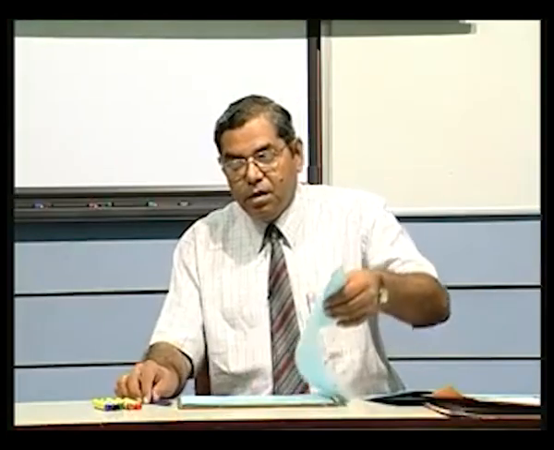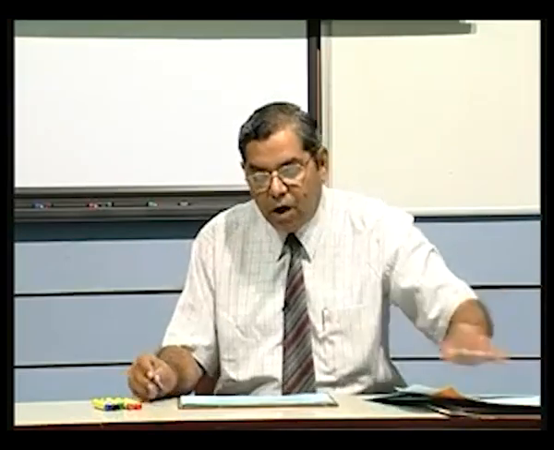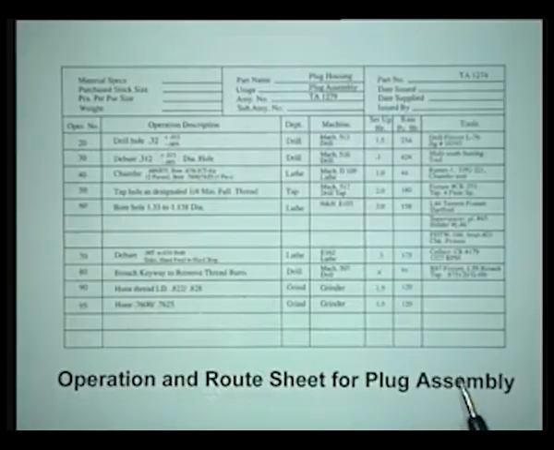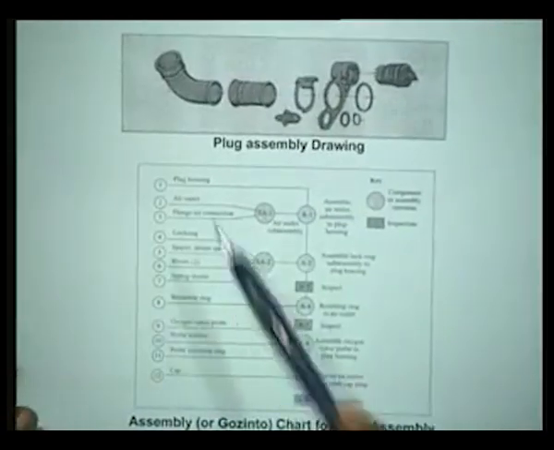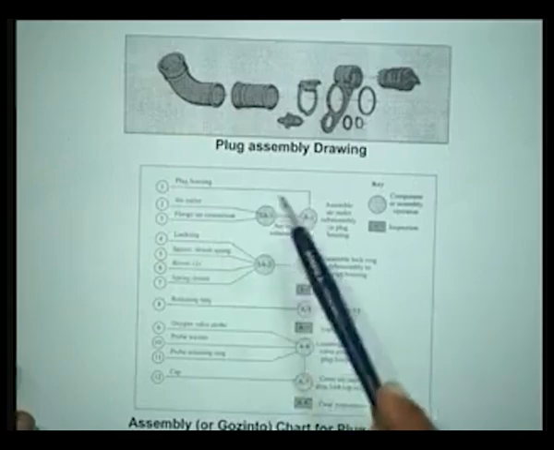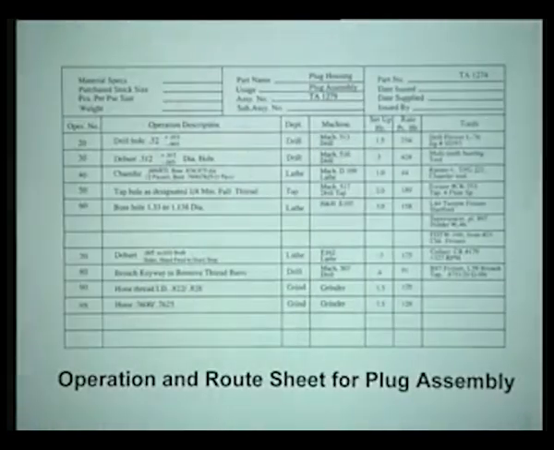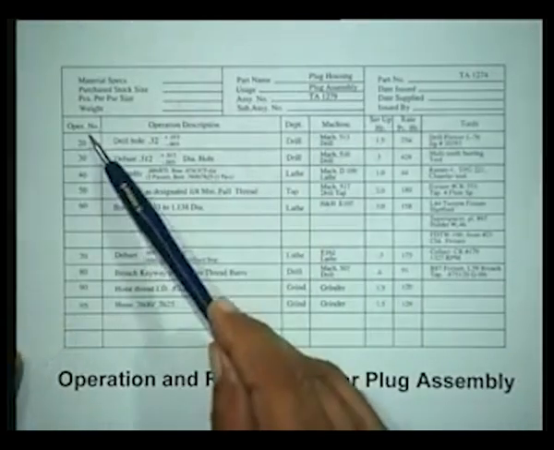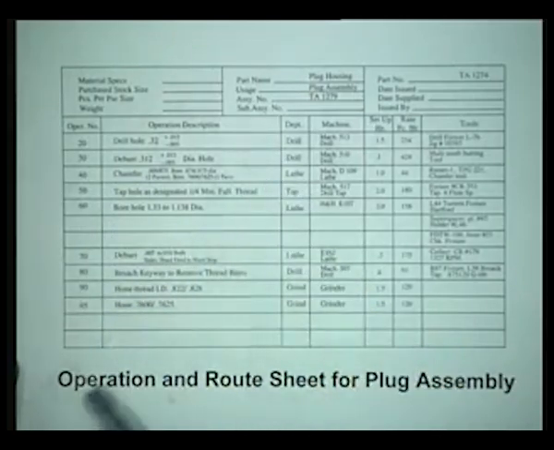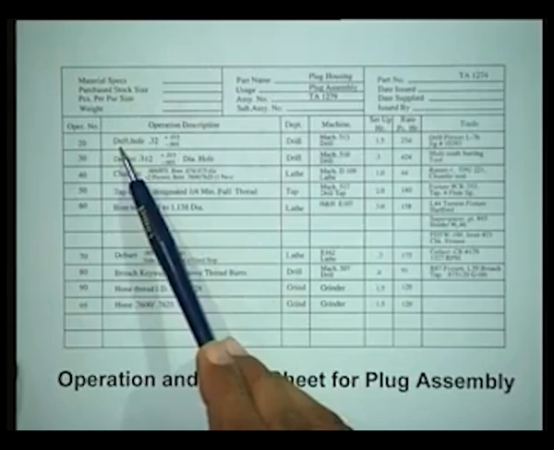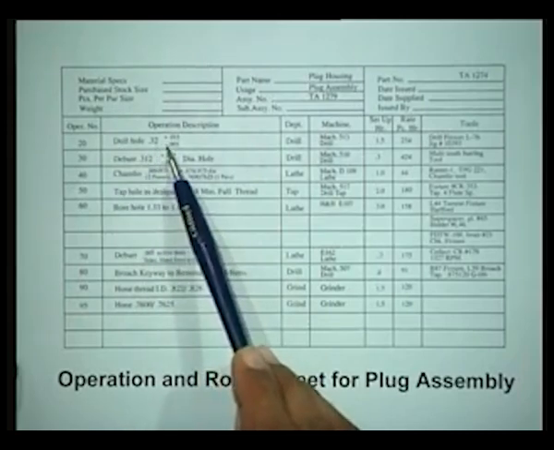Then this is what a typical operation and route sheet for the same product looks like. What it describes is, for instance, that it's a plug assembly that we are talking about. Now the plug assembly is one component of this whole thing. So this is the plug assembly, let us say the first component which goes into the assembly chart. This would describe the various operations that have to be performed on the plug assembly. Say the first operation is drill hole 0.32, the tolerances are given.